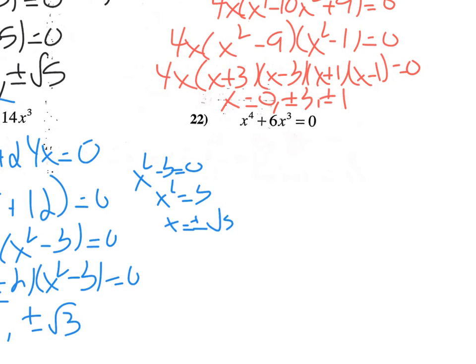22. Factor out the GCF, which is x cubed. If you do that, that just leaves x plus 6. So you're already done factoring. You get a 0 because that's what makes the outside factor 0, and you get negative 6 because that's what makes the parentheses 0. All there is to do on that one.